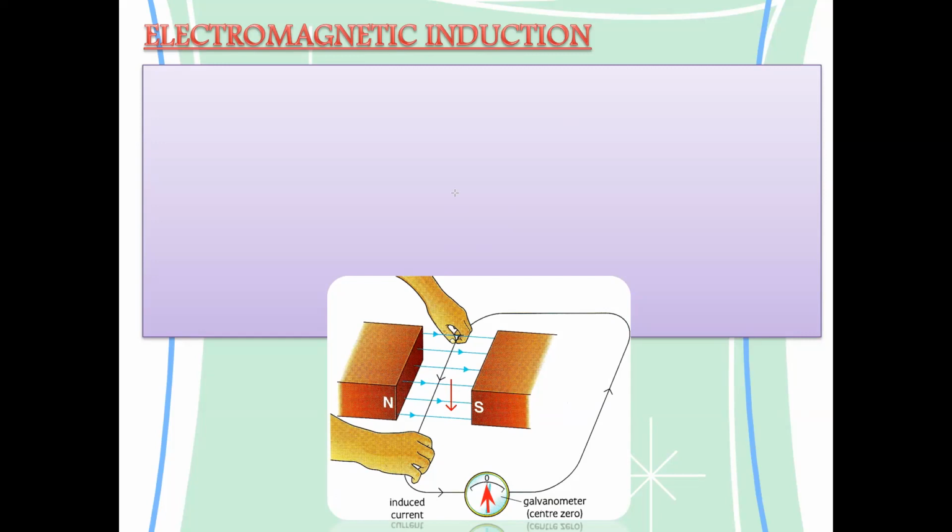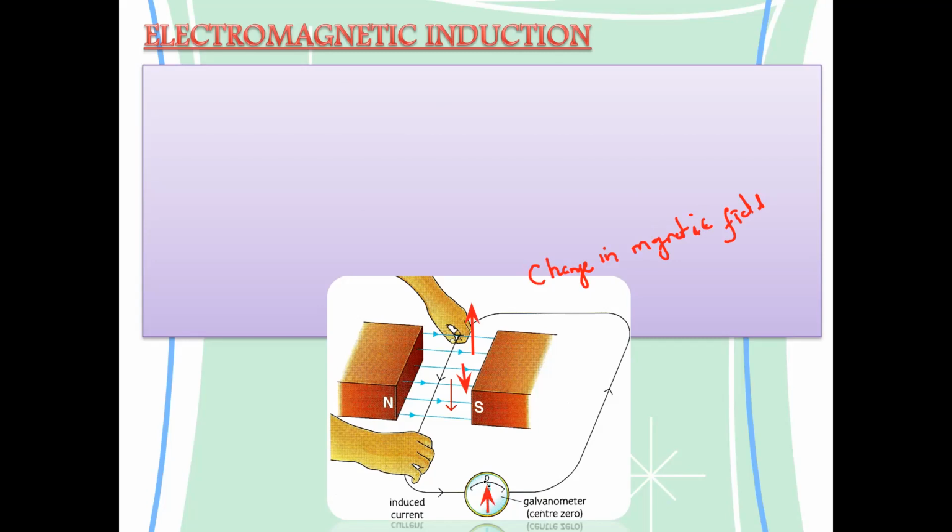Now what happens if we move the wire either up or down? The movement of the wire produces a change in the magnetic field. If the wire is moved up or down, there will be a change in the magnetic field. The strength of the magnetic field changes. So what is electromagnetic induction? Electromagnetic induction states that whenever there is a change in magnetic field, there is an induced EMF.